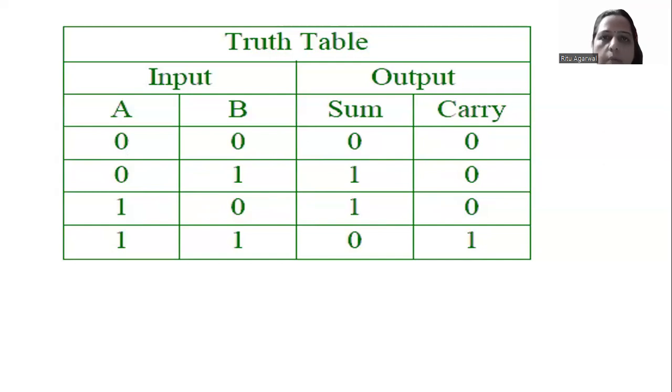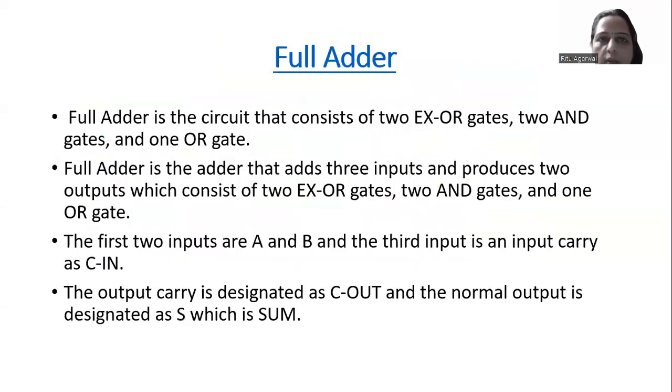Now we are moving to the second combinational logic circuit, which is a full adder. In case of full adder, there are three inputs and two outputs, again sum and carry. So full adder is a circuit which consists of two XOR gates, two AND gates, and one OR gate.